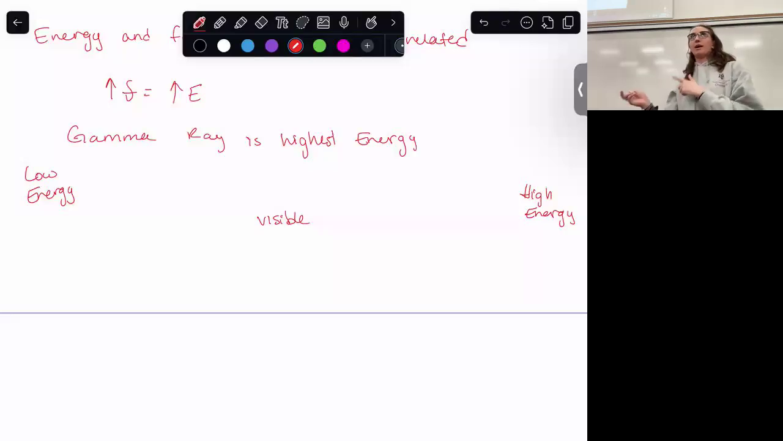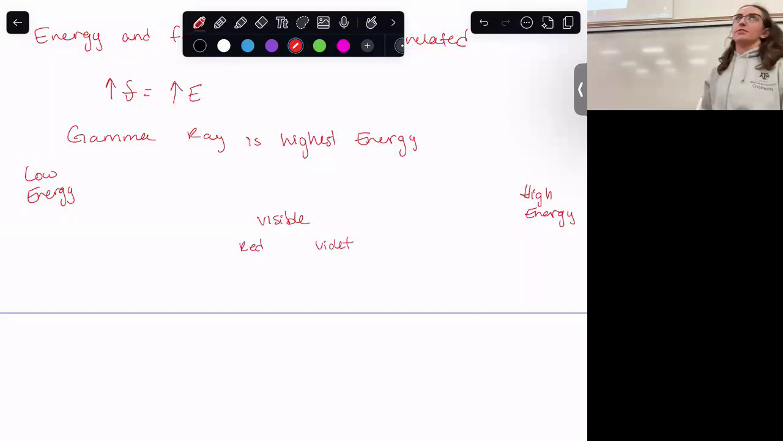What has a higher frequency, red or violet light? Violet light has a higher frequency, which means the lower energy is the red light. Yep. So red is going to go on this side. Violet will go on this side. And your colors can fit in between there.